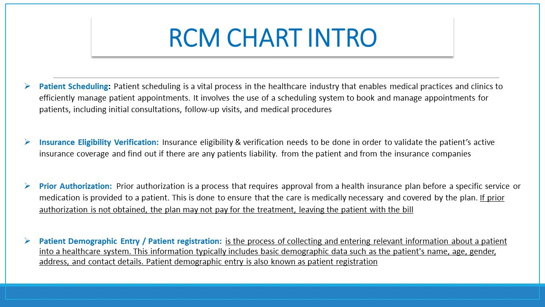The next step in the revenue cycle management chart is patient demographics entry. So what comes under patient demographics? The patient's name, date of birth, and address, this kind of information comes under patient demographics, and all of this information needs to be entered in the clinic's software by a front desk or clinic staff. That particular entry of adding the patient's information in the software is known as patient demographic entry.